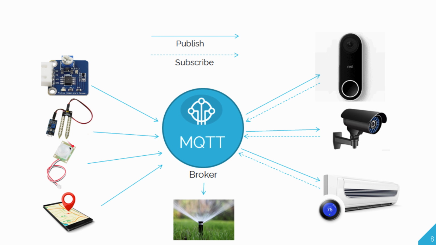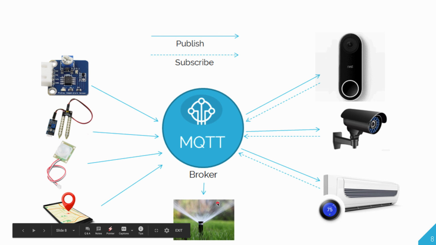A motion detection sensor right here publishes information to the MQTT broker that motion was detected, and a CCTV camera can start recording the video footage. And finally, a soil moisture detection sensor can publish moisture data to the MQTT broker, and the sprinkler will subscribe to that topic, and that'll take action as needed.